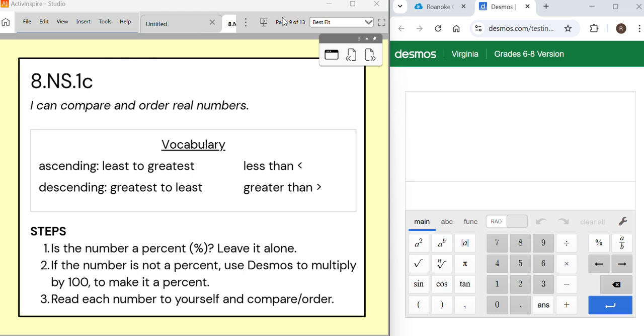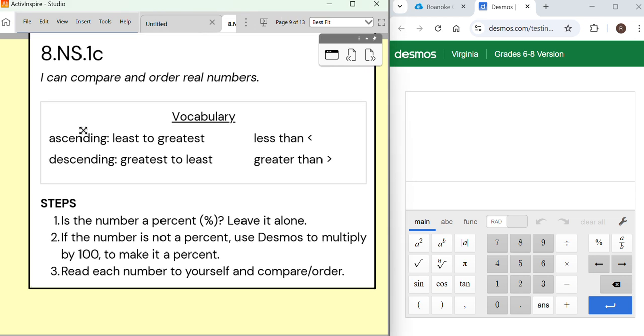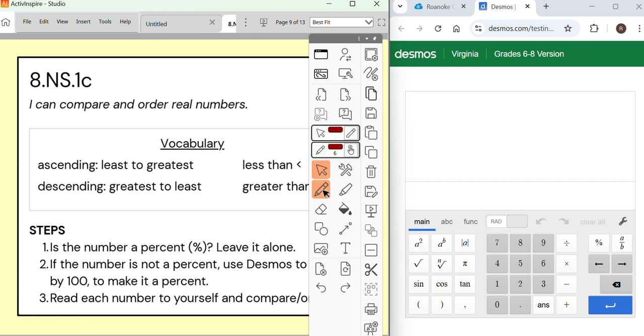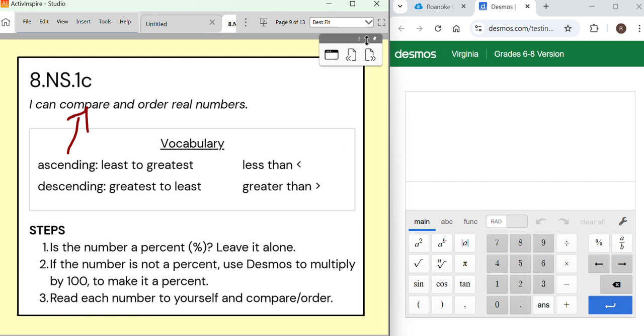Real numbers. The vocabulary is very important here. Ascending means going up, least to greatest. However you want to remember that is fine, but I just think of a capital A and how it kind of makes an arrow going upward. That's how I remember ascending. That may not work for you, but it works for me. Descending starts with a D like down, so it goes down, biggest to littlest.